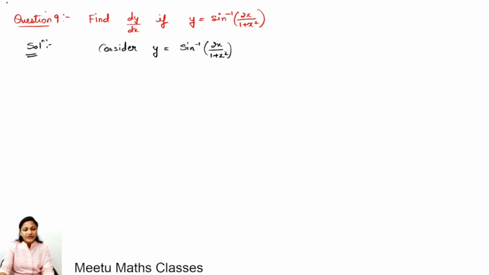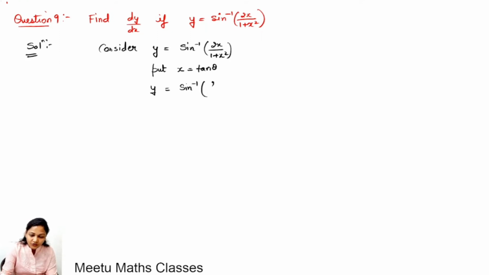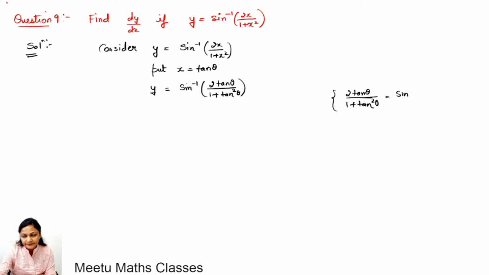Now, first of all, we are going to simplify our inverse trigonometric function using substitution. So we are going to put x is equals to tan theta. So our function y will become sine inverse of 2 tan theta upon 1 plus tan square theta. And we know that 2 tan theta upon 1 plus tan square theta is equals to sine 2 theta. So we can replace this function with sine 2 theta.